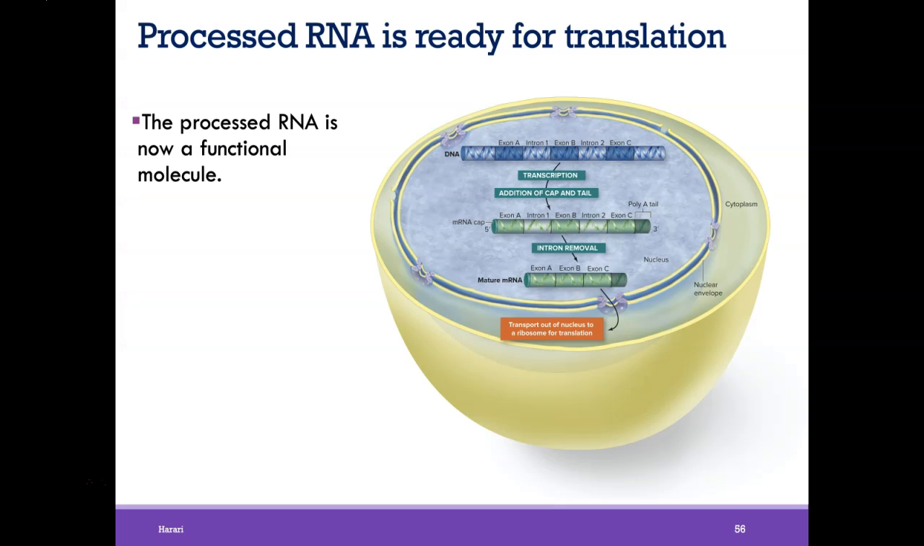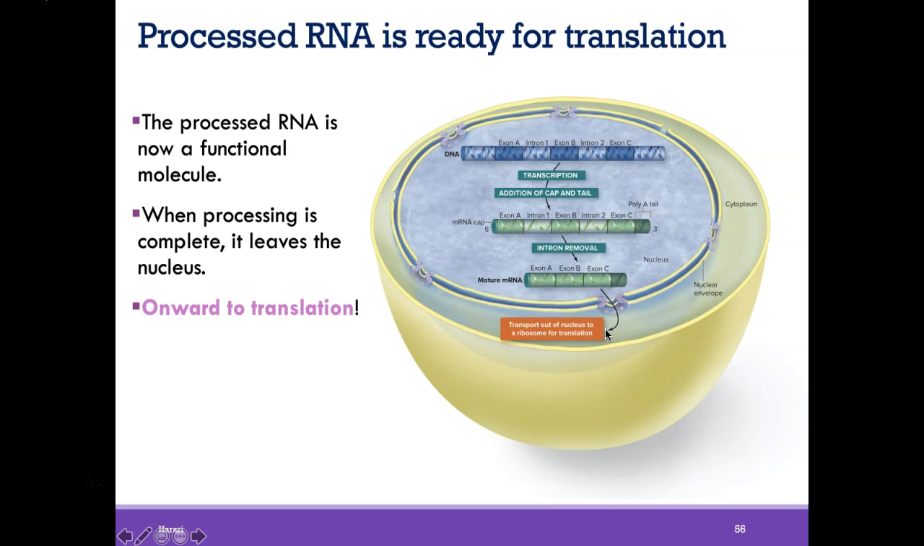So the processed RNA is now a fully functional molecule. Once it's processed, and we call it the mature mRNA, right after we added the cap and tail and removed the introns, it's a mature mRNA, and that can be transported out of a nuclear pore to find a ribosome for translation.